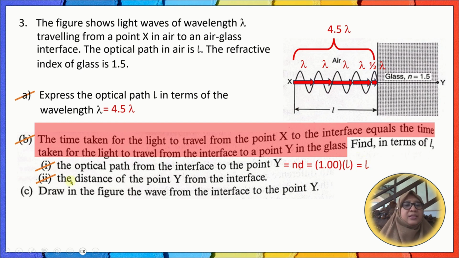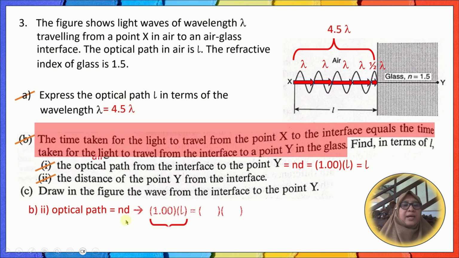Okay, next question. The distance of the point Y from the interface. So we are going to find the distance L. So using optical path equals n times d. Okay, so n times L, this one is in the air. And then the distance in the glass, n in the glass is 1.5. So you substitute 1.5, and the distance in the medium.